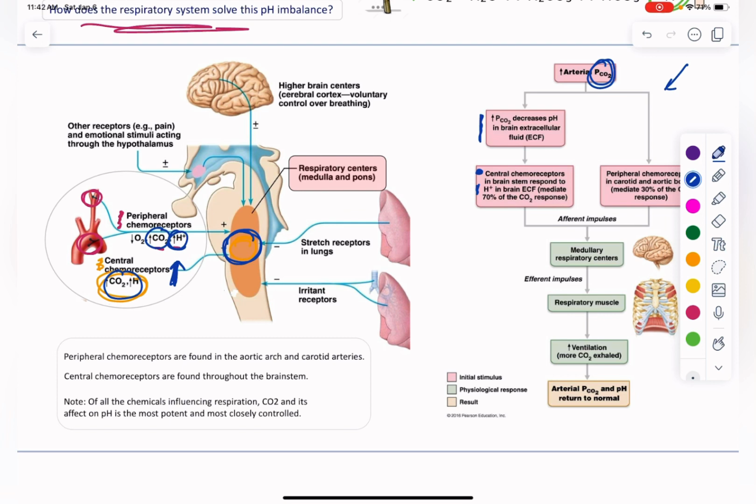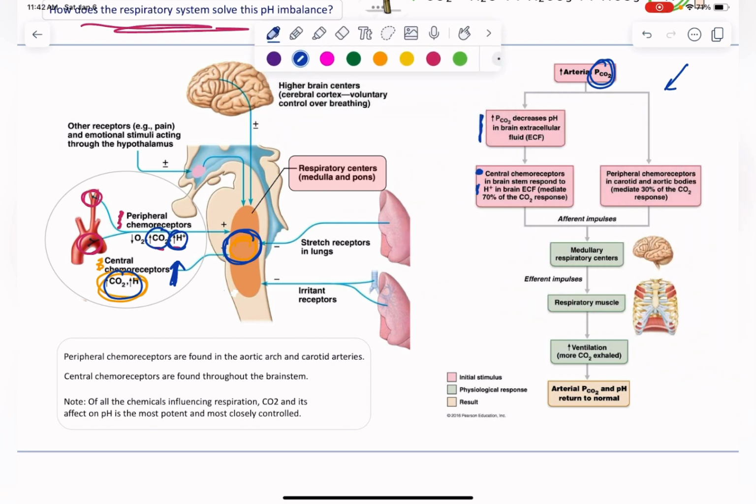At the same time, let's see if we can move this up here. These peripheral chemoreceptors are going to detect levels of CO2, these elevated levels of CO2. So the central and peripheral chemoreceptors are both detecting this imbalance in hydrogen ion and CO2. And what do they do? They send that information to the brainstem, and specifically to those respiratory centers in the medulla oblongata. And what do you think the respiratory centers are going to do in response? How are the respiratory centers going to correct this problem?